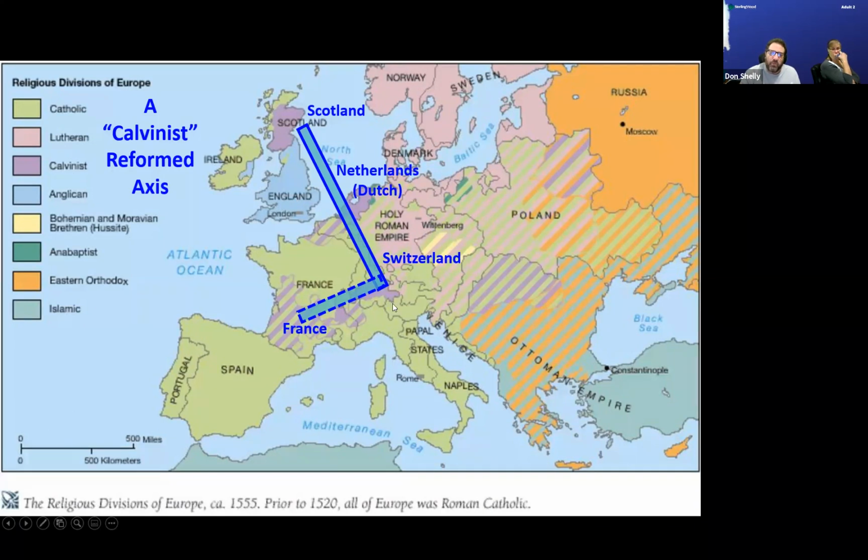Notice that there's not one unified Reformed church that is both Luther and Calvin. They are still divided in terms of what's going on here. We talked before about the Anabaptist movement, even moving further to the east, when we covered them because of what was happening there. Questions about this?